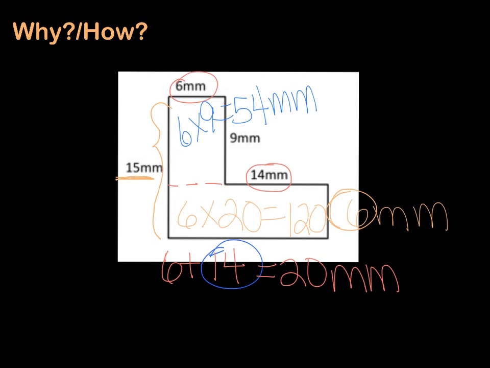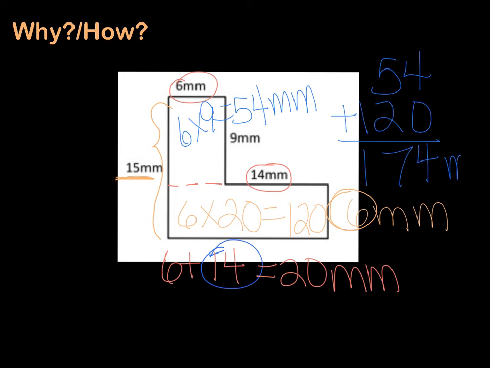So now I have 54 and 120, and I'm going to add those together, 4 plus 0, 5 plus 2, and my 1, and then I'm going to place my label. So I have now found the area of this rectilinear figure. How did I figure that out? I broke it into rectangles, which I know how to find the area for, and I took them apart and found those missing numbers.